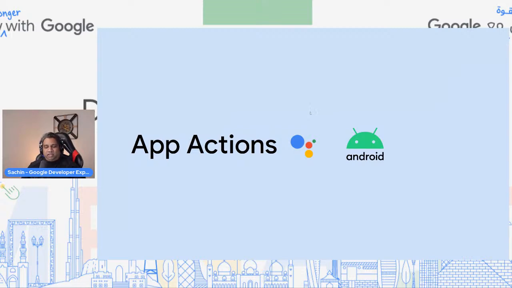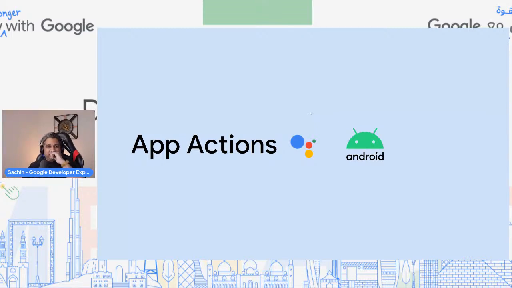Now, the majority of the demos that you have seen are towards smart home automations and controlling, and building your own actions for the Google Assistant. Recently, we've also launched app actions. So what are app actions? App actions allow you to extend the Google Assistant for your Android apps.